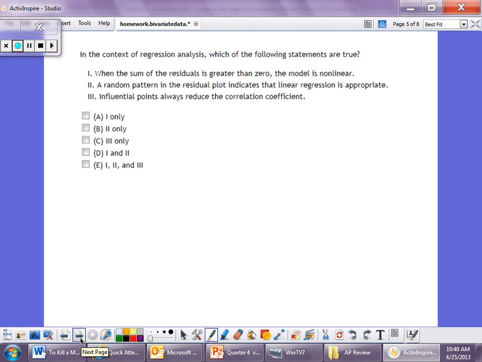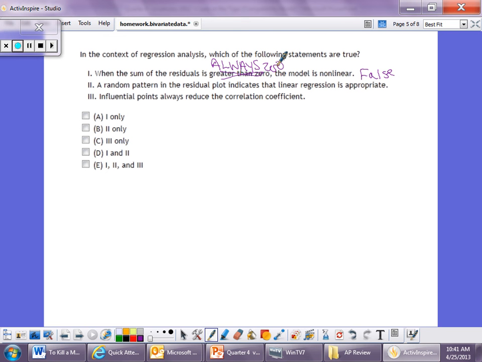Next problem. In the context of regression analysis, which of the following statements are true? Number 1, when the sum of the residuals is greater than 0, the model is nonlinear. That statement is just nonsensical. The sum of the residuals is always 0. It's never greater than 0. Just because they add something to a nonsensical statement doesn't make it true. That statement's just flat out wrong.